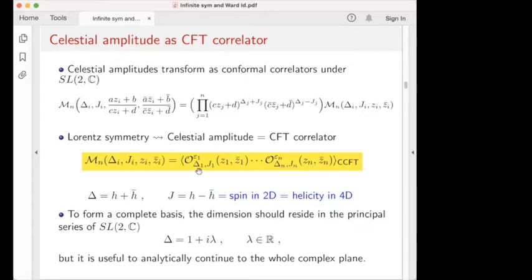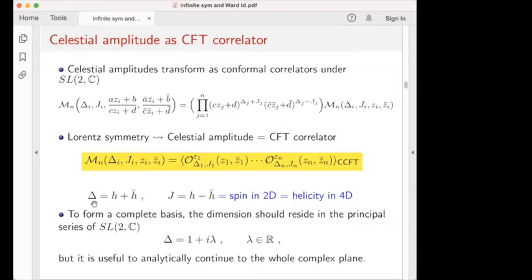Here, Δ and J are the conformal dimension and the spin of this operator. In particular, because the celestial conformal field theory is 2-dimensional, we have a holomorphic part and an anti-holomorphic part, and they have different weights, h and h bar. So Δ and J are related to h and h bar in a standard way. In particular, this spin J equals h minus h bar. This is the spin in 2D, but it also coincides with the helicity of particles in 4 dimensions.